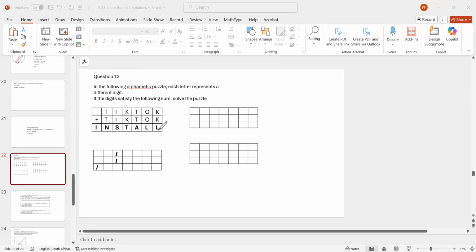So this is an even number here because it's K added to itself. So L could be any one of 2 or 4 or 6 or 8 or even 0. But 0 means you could have had 5 and 5.